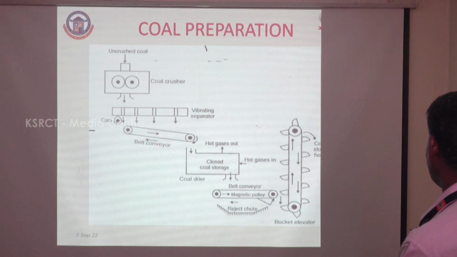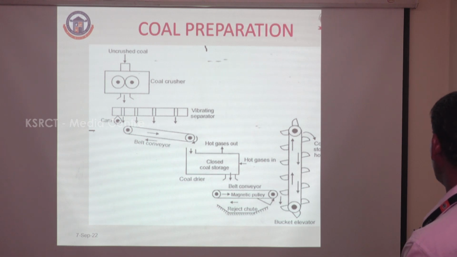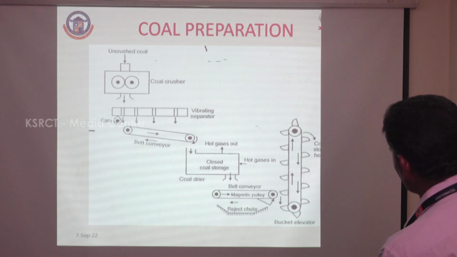Next, from the belt conveyor, the coal is transferred into the bucket elevator. The purpose of the bucket elevator is that the coal is moved from one place to another, that means from the coal storage yard to the coal handling equipment. This is called the coal preparation unit.